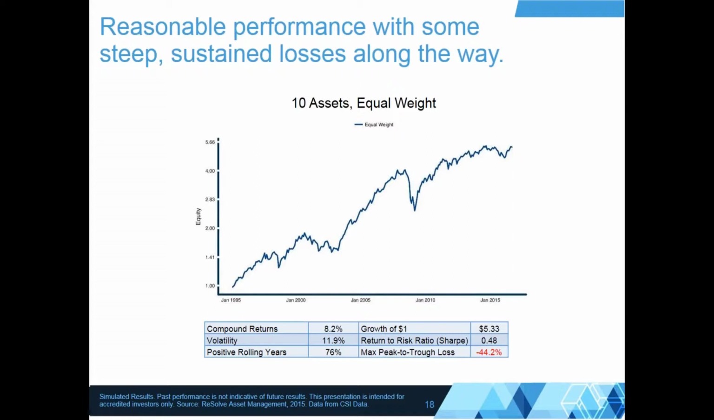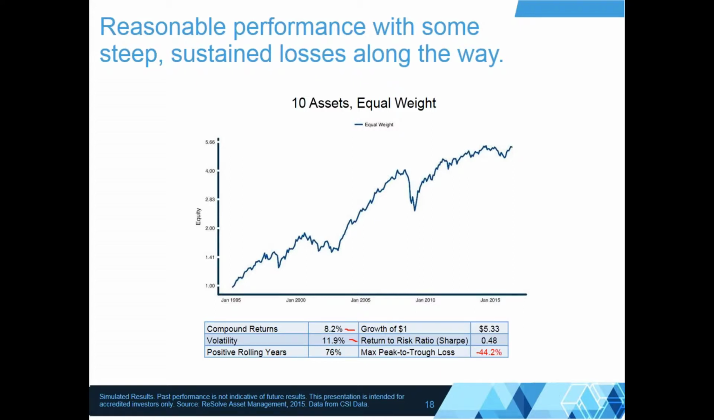So here we are, 10 asset class universe, rebalance back to 10% at the end of each month. And what we see here is that we have an 8.2% rate of return, a 12% annualized volatility, which is the equivalent of a balanced fund portfolio, right? Balanced funds generally average around 12%. This is an important number for us.